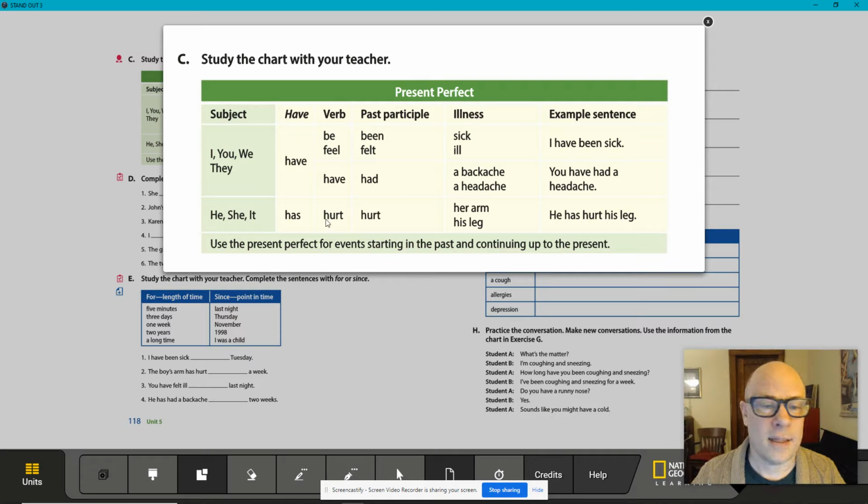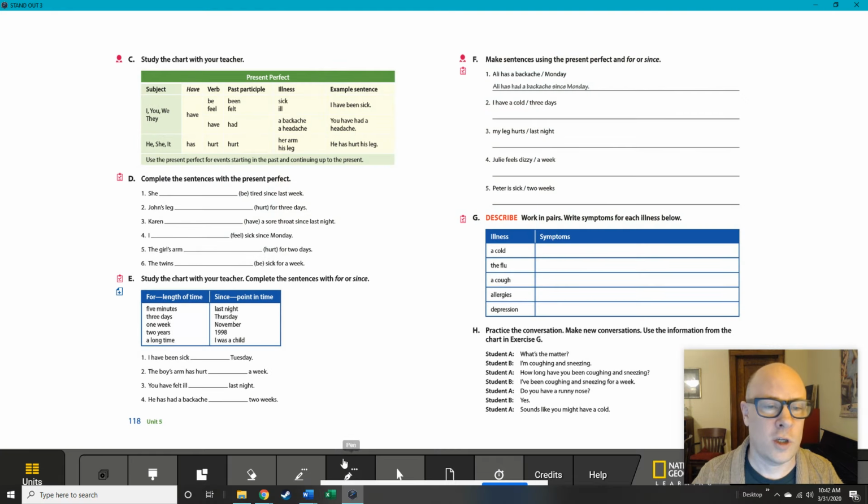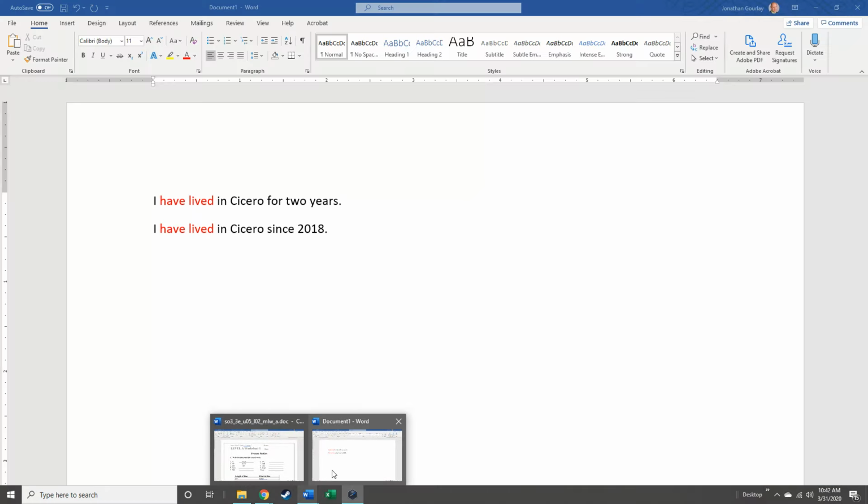She has hurt her arm, right? He has hurt his leg. So again, it's the have plus the past participle form of the verb. And then in this case, an illness, although you can talk about anything with present perfect tense. Quickly, I will show you what you will do to practice this.